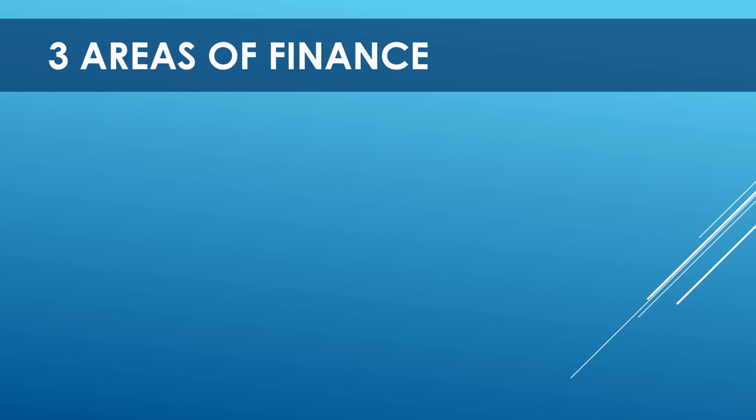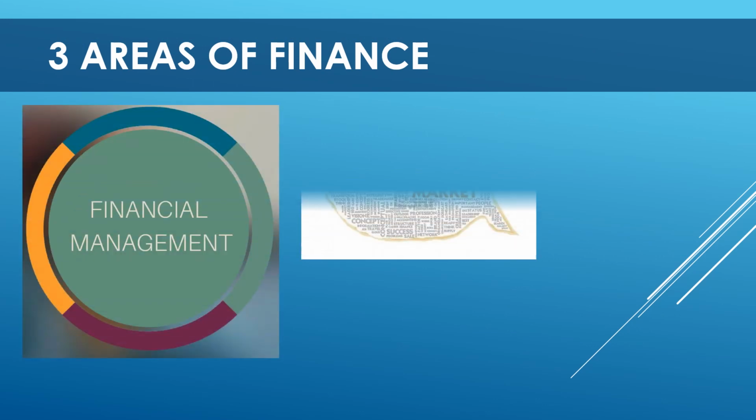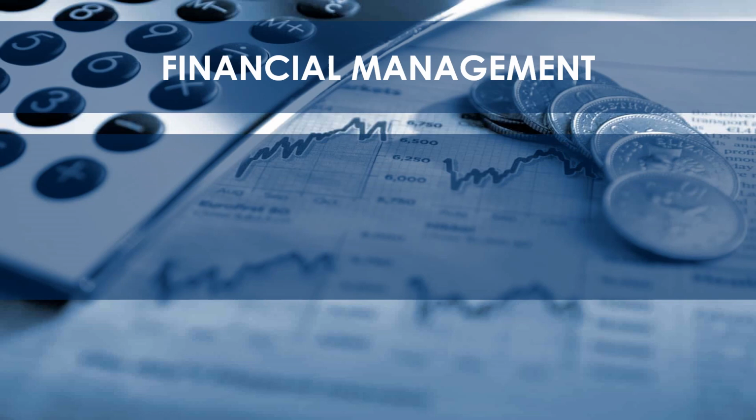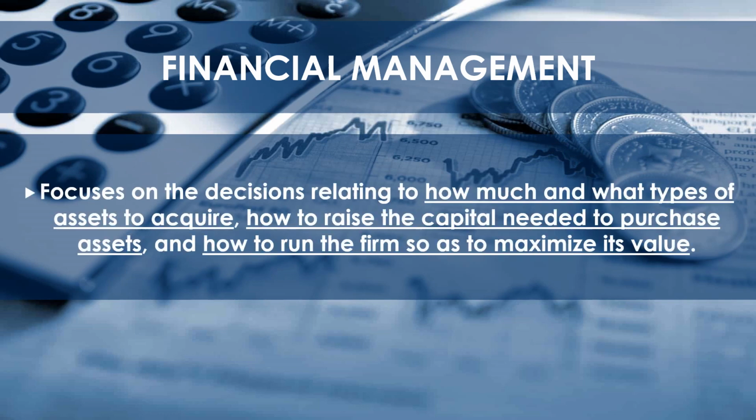Now, there are three areas of finance. First is financial management, then the capital market, and the investment. For the succeeding slides, we will discuss each of these areas. First is the financial management. Here, it focuses on the decisions relating to how much and what types of assets to acquire, how to raise the capital needed to purchase assets, and how to run the firm so as to maximize its value.